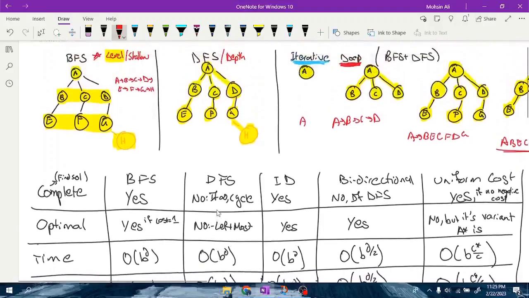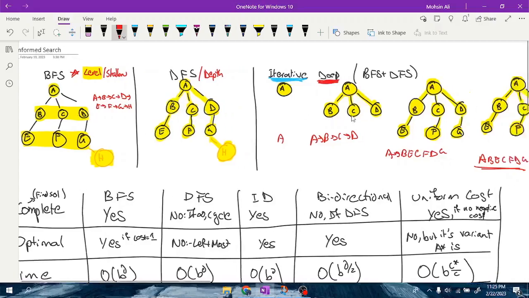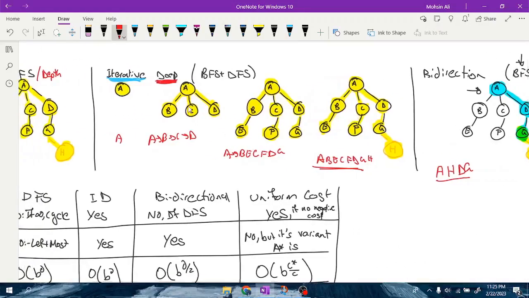We have BFS. Okay, let's just summarize this first. BFS is a level by level traversal. DFS is a depth first search. Iterative DFS is just applying DFS on each level. And it is the best of both worlds of BFS and DFS.